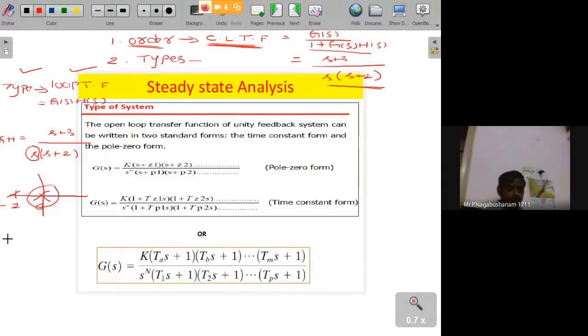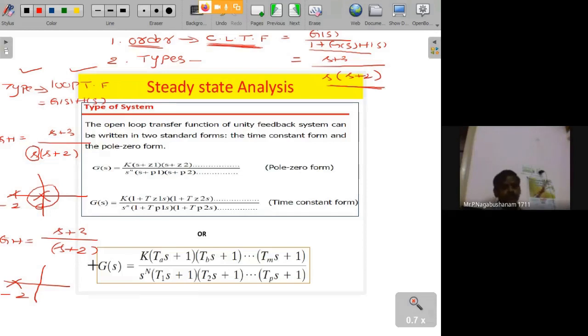Next, we take a second example. G(s)H(s) equal to (s plus 3) divided by (s plus 2). In this case, if you draw the pole zero plot, s equal to minus 2 is the only pole, but there is no pole at the origin. So it is a type 0 system. The number of poles at origin is 0.